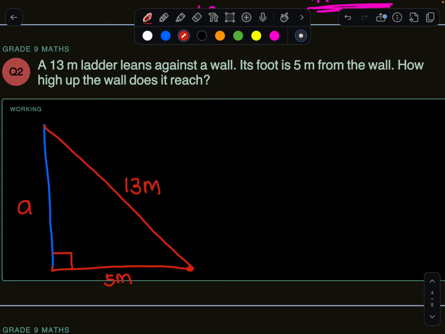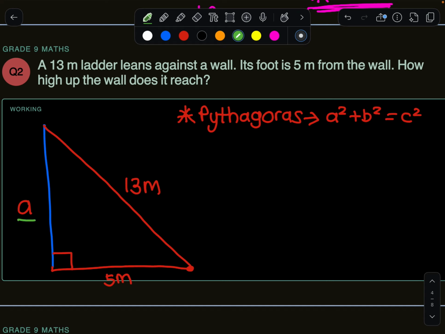So in this case, again, we are using Pythagoras, but we are going to adjust it a little bit. What I like to do is get into the habit of writing the Pythagoras formula straight away. So a squared plus b squared is equal to c squared. You can then go and label. So we've got A, B is 5 meters, and C is 13 meters. Let's fill in some values. So a squared, we don't know, plus b squared is 5 squared, is equal to c squared, which is 13 squared.